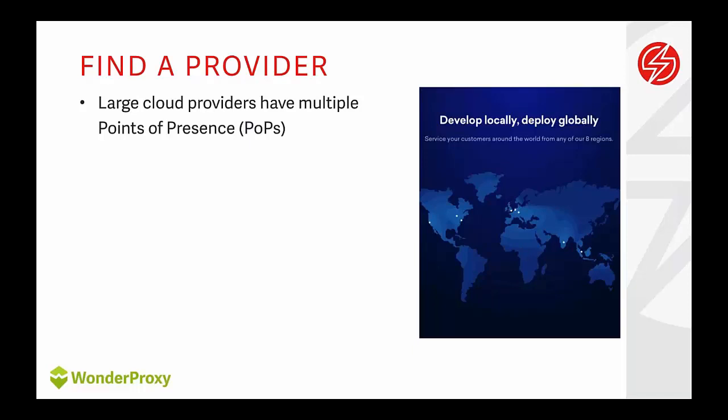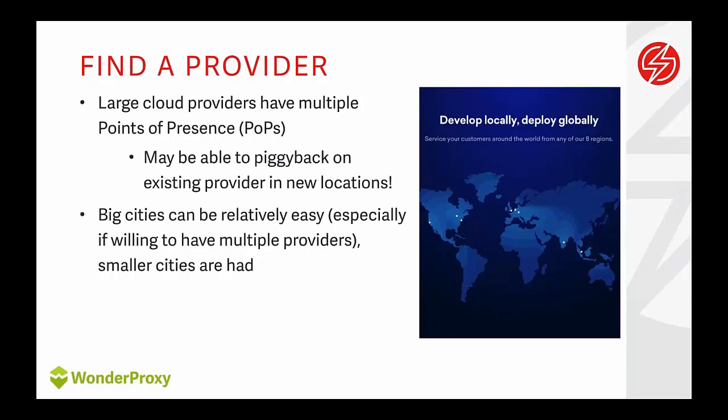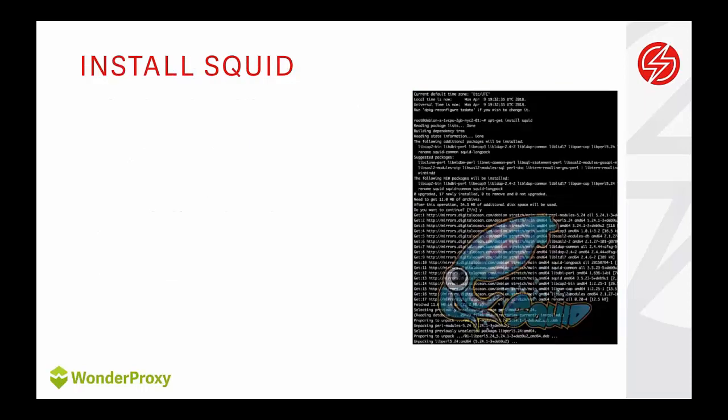Google's in a large number of different locations. So is Amazon, so is Microsoft. Linode is in a few different places. If you're using one of the larger cloud providers already, you can probably piggyback on your existing account and just set a few of them up around the world. If you're looking for big cities, there's probably a decent number of providers in them. If you're willing to use multiple providers like Google in some cities and Amazon in others, you can actually get a pretty good reach. Next, you're going to want to install Squid.